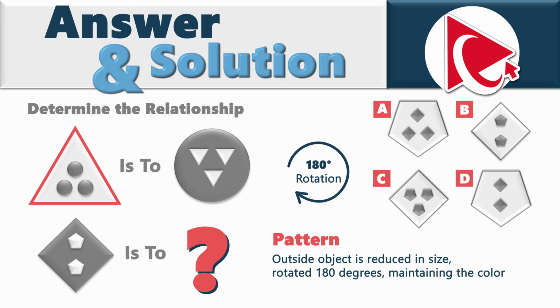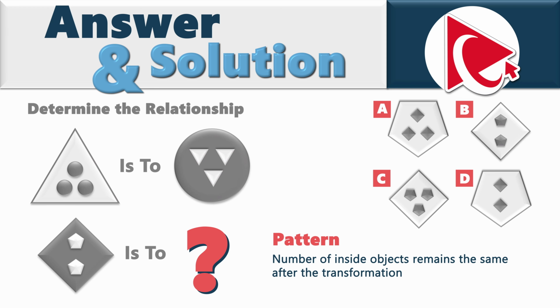Let's look at the triangle. On the left, the triangle is full size, and on the right, there are three triangles, the same color, but they are rotated 180 degrees and reduced in size. The second important consideration is that the number of inside objects remains the same after the transformation. On the left, we see three small circles, and on the right, we see three small triangles. So the number 3 is the same on both sides.